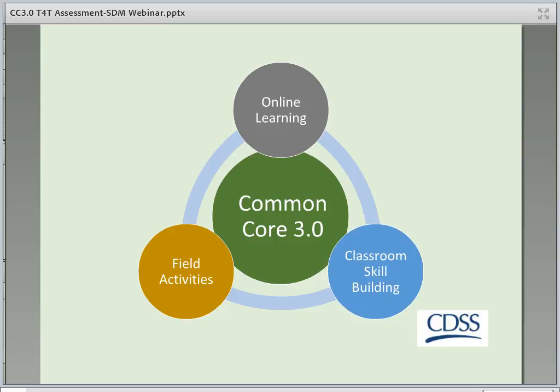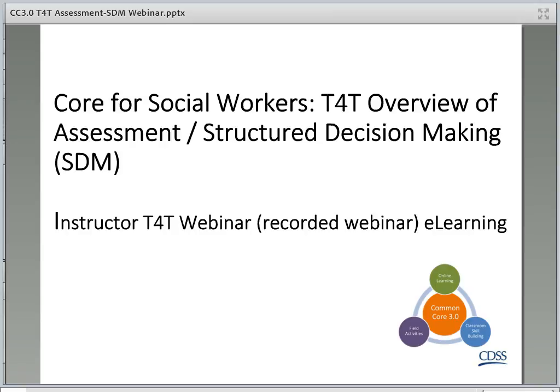This T4T provides a general overview of basic child welfare assessment procedures, best practices, and the structured decision-making system integrated throughout Core classes. As a Core instructor, it is important that you have a basic understanding of key foundational assessment practices used in child welfare in California, including standardized structured decision-making, or SDM, assessment tools. This course will take approximately 1 hour to complete.